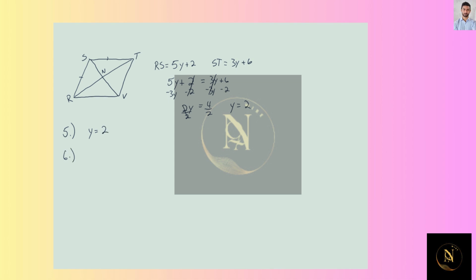Question number 6 wants us to find the value of the distance TV. Again, this is a rhombus, so all four exterior sides would be equal. That means I can plug a 2 into one of the given statements. We would have 3 times 2 plus 6. That gives me 6 plus 6, or 12. So ST is 12, RS is 12, TV is 12, and RV is 12. The question you're looking for, 6, was TV, so distance TV is 12.